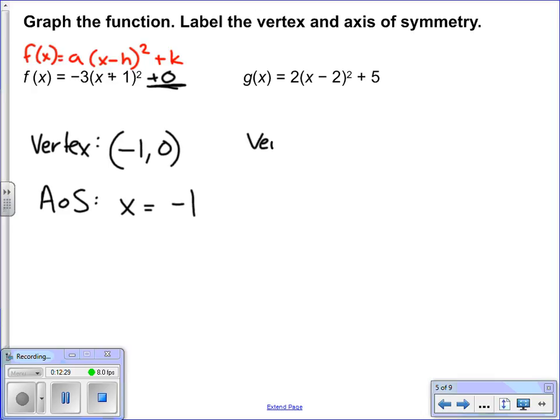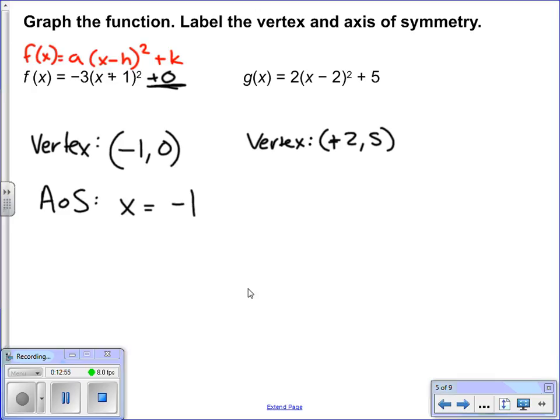Did you have the second vertex? Negative 2, 5? Is that what you said? Close. Positive 2, 5. Why is it positive 2? You can tell us why it's positive 2, 5.